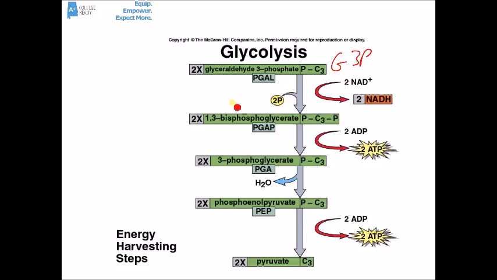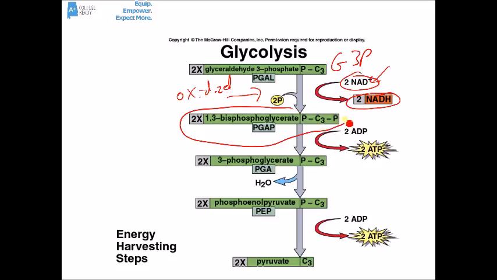So during this first process, the G3P is oxidized. And that means electrons and energy and hydrogens are taken from the G3P and they're transferred to the electron acceptor NAD+, to make the energy storage molecule NADH. Also right in here, some energy is taken directly from 1,3-biphosphoglycerate to make ATP.